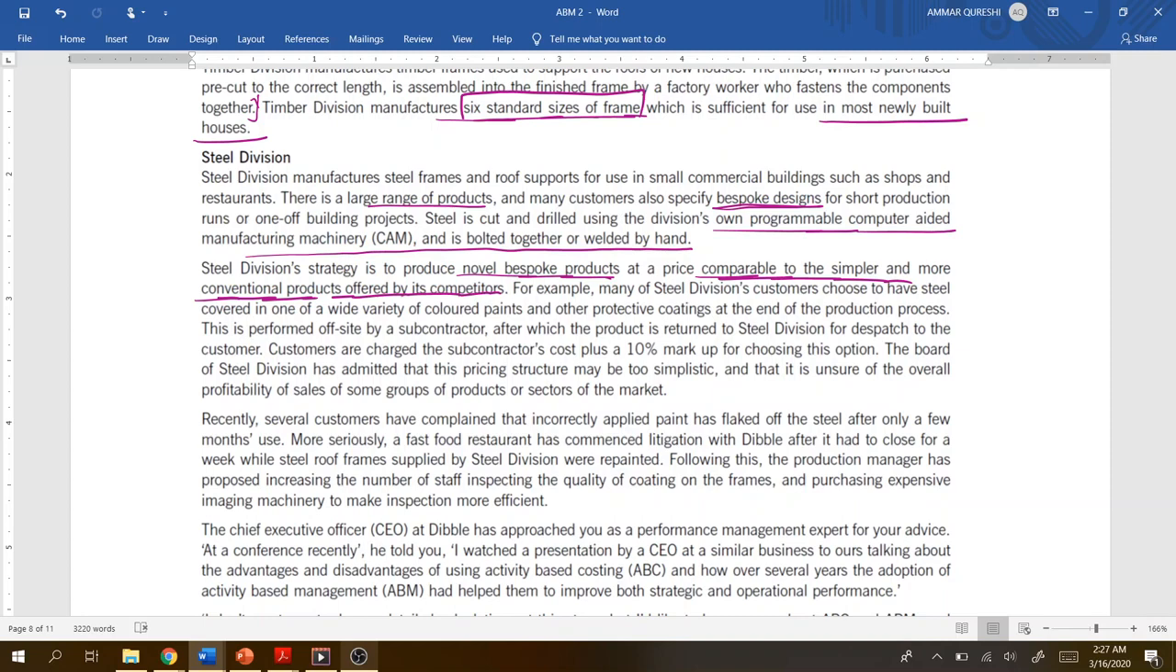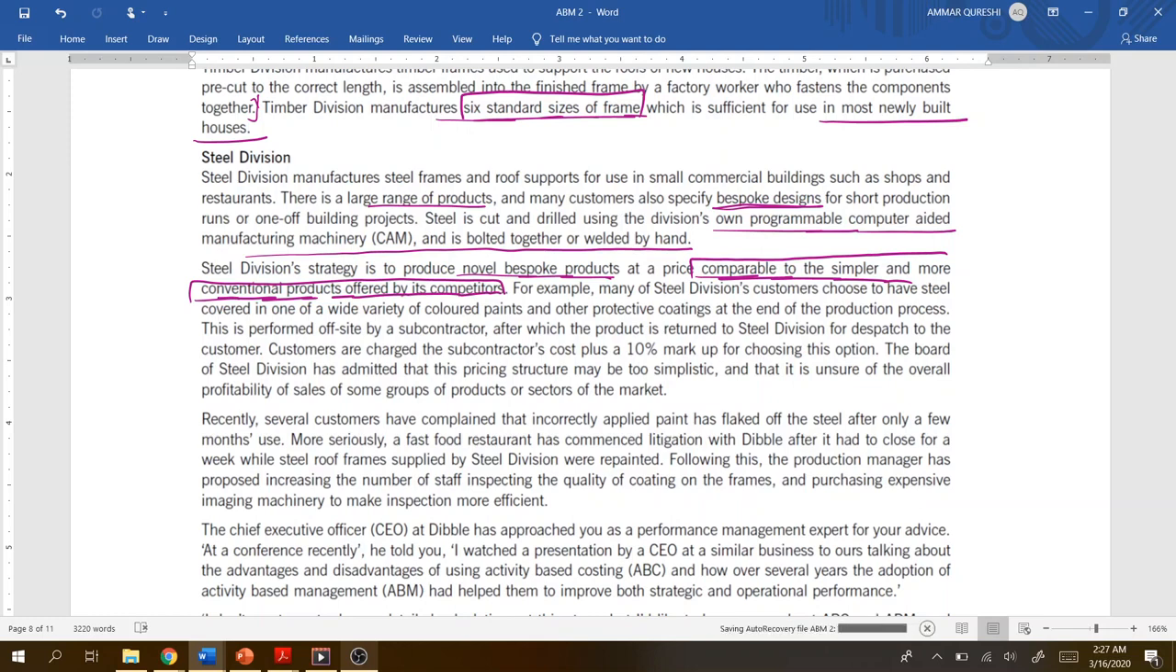Now, try to think, what's the problem? You may pause this video. Alright, the problem is that the company is manufacturing a unique product, a bespoke product, but the prices it is charging are comparable to simpler and more conventional products offered by its competitors, right? So we are charging a similar price to the product offered by the competitor, despite the fact that our product has a unique property in the sense that the customer is actually asking us to prepare the product. So whatever product we are providing is according to the requirement of the customer, right?